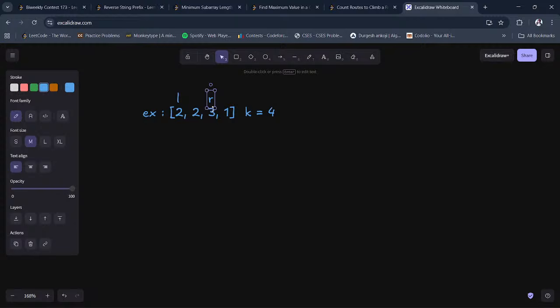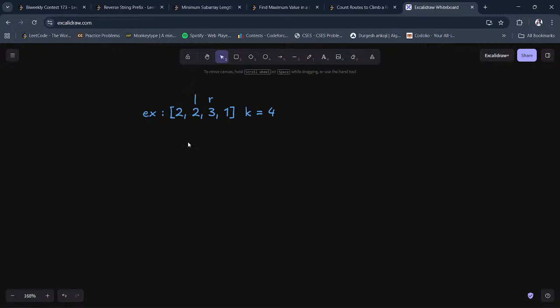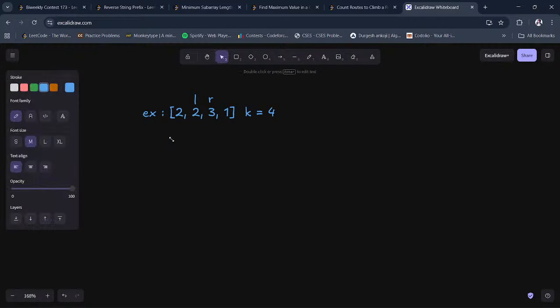And 3 1 is also possible, right? Because 3 plus 1 is 4 and the subarray length is 2, and 2 3 is also possible. So the minimum answer would be 2, right? So for this, the answer is 2.